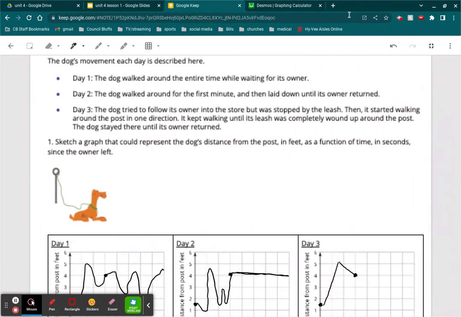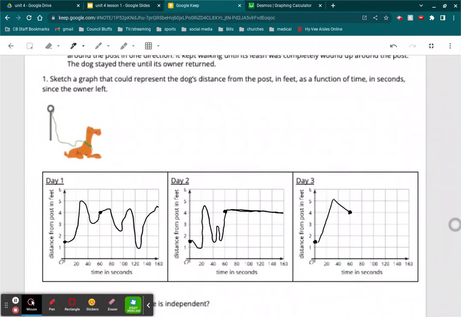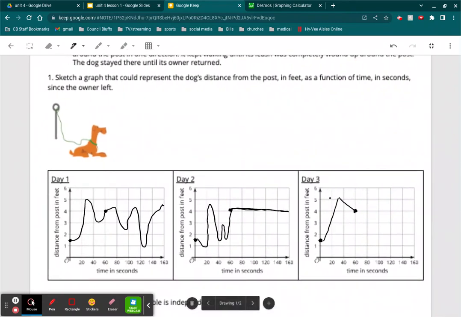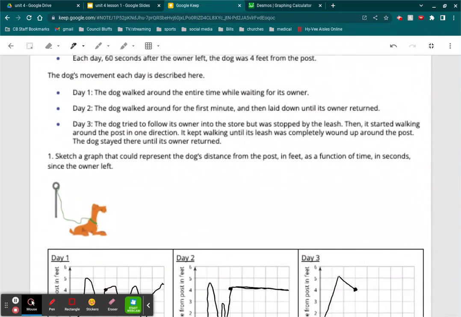All right, it tries to follow the owner into the store, but was stopped by the leash. So between 0 seconds and 60 seconds, somewhere in that interval, it's going to reach the 5 feet mark. Okay, but then it gets stopped by the leash, and then it starts walking back in the other direction until we get to the 60-second mark, which we know it was at 4 feet. It kept walking until its leash was completely wrapped or wound up around the post.